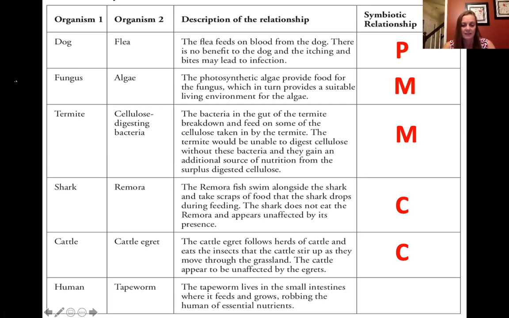And then our last example, hopefully you guys can figure this one out pretty quickly. This is an example of a tapeworm in a human being. The tapeworm lives in the small intestines of a human. It robs the human of essential nutrients. It can actually lead to different types of diseases. And so this is yet another example of parasitism.